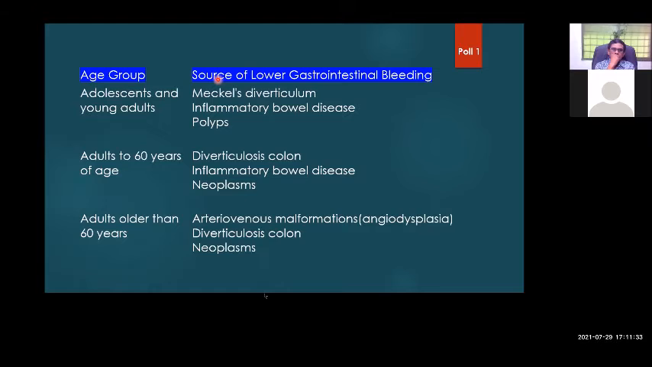Incidence by age group is another important source, or even important as a cause of diagnosis. In adolescents and young adults, you have Meckel's diverticulum, inflammatory bowel disease, and polyps as the common causes in that age group. In adults up to 60 years of age, the common causes include diverticulosis of the colon, inflammatory bowel disease, and neoplasms. Whereas in adults over the age of 60, the common causes are arteriovenous malformations such as angiodysplasia, and colonic diverticula.